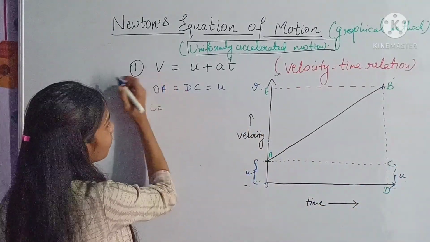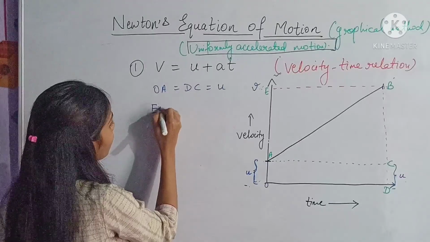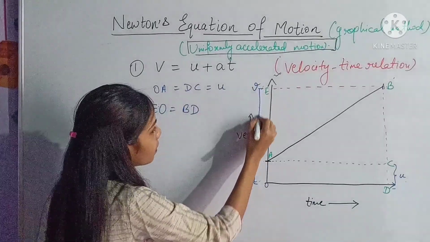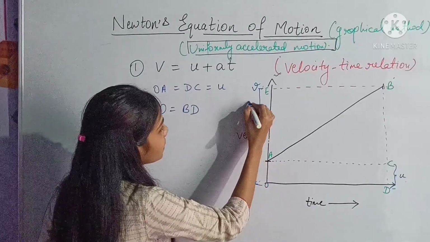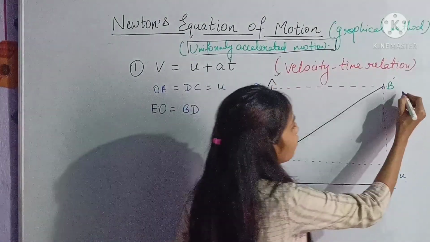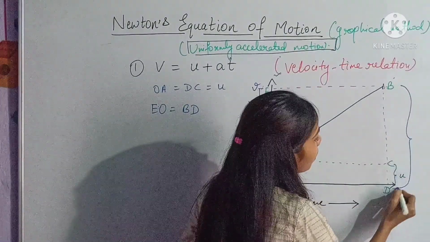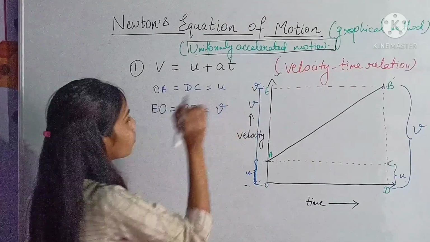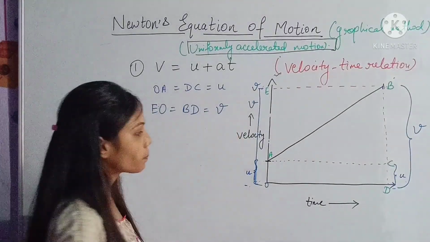So EO is equal to BD. That is, from here till here it is the final velocity. So if this is V, then from here to here this will also be considered as V. So we can write here V, that is the final velocity.